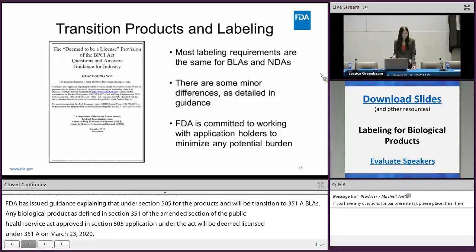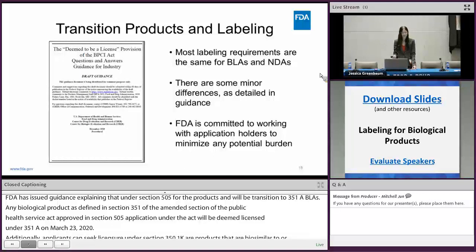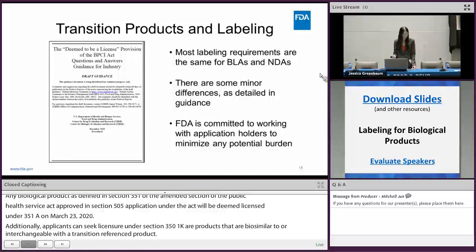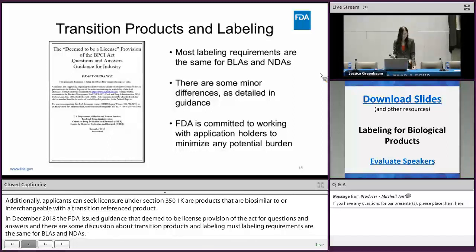In December 2018, FDA issued draft guidance, the Deemed to be a License provision of the BPCIA Act, Questions and Answers. And in that draft guidance, there was some discussion about transition products and labeling. Most labeling requirements are the same for BLAs and NDAs. There are some minor differences, and the draft guidance has more detail if you would like additional information about that.